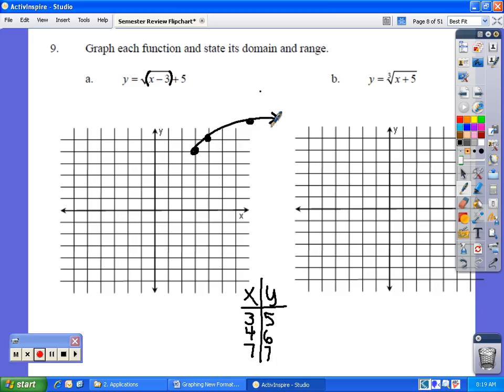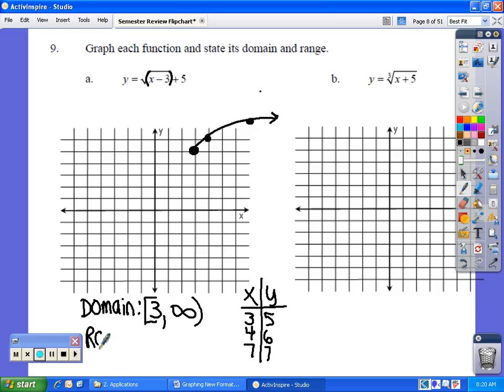So to find the domain, you notice that domain goes from left to right. Well, the first point that we have here is 3. There are no points to the left of 3, but there are points that go to the right of 3, increasing. So we say that our domain starts at 3 with a bracket because it's a definite stopping point. We're not going through 3, but we're stopping at 3, and then it proceeds to infinity.